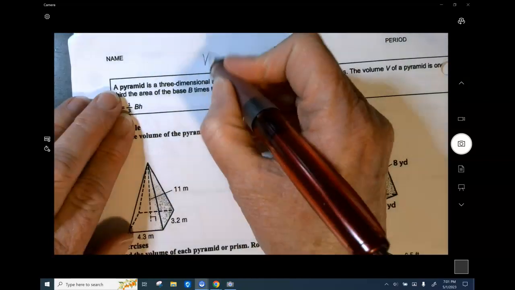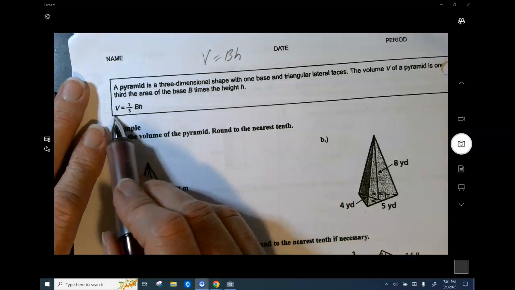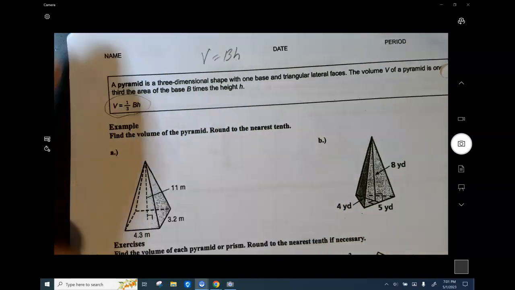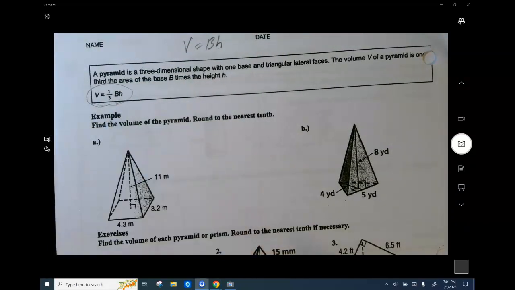Remember when we did prisms, it was area of the base times the height. Well, now what we're saying is if it is a pyramid, it's going to be 1/3 area of the base times the height. And you heard me keep saying something about a cone. Well, that's because a cone does the same thing.